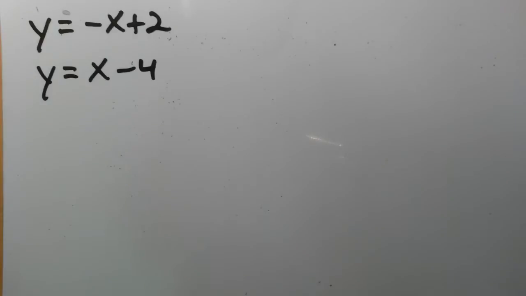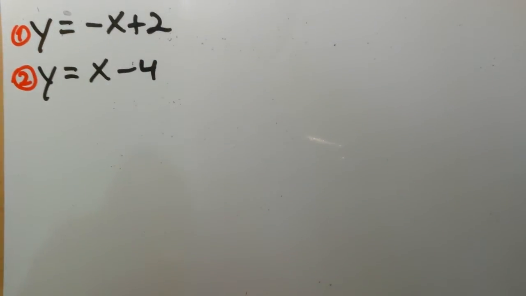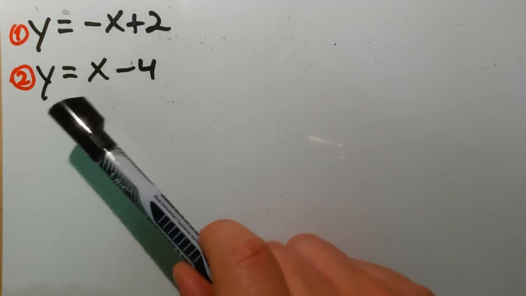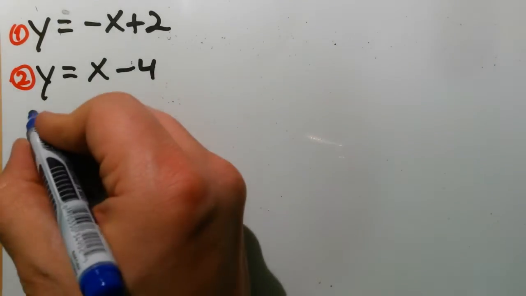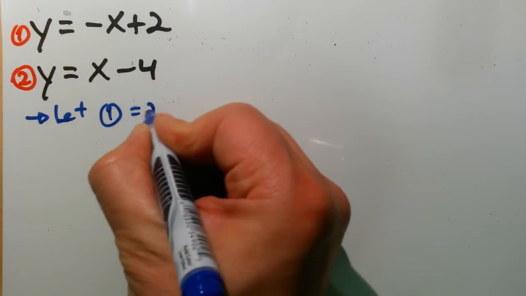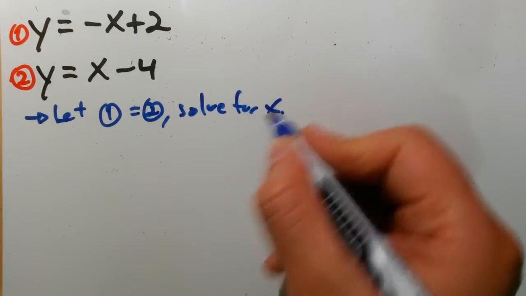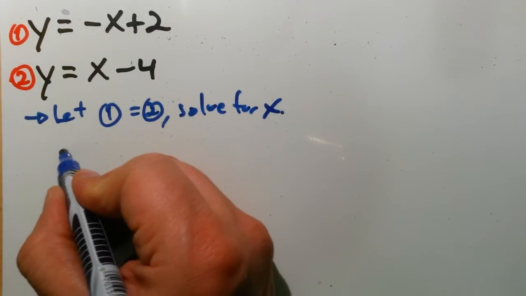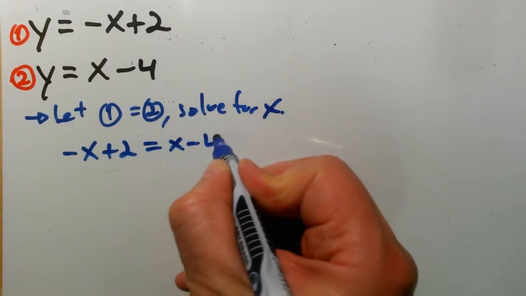So without graphing, the first step is let's label the equations. I'm going to label this as equation 1 and equation 2. Since we know that both of these are going to share one point, and that point is going to have x and y coordinates, we're going to let equation 1 equal equation 2, and solve for x. Okay, so let's do that. Negative x plus 2, which happens to be equation 1, equals x minus 4.